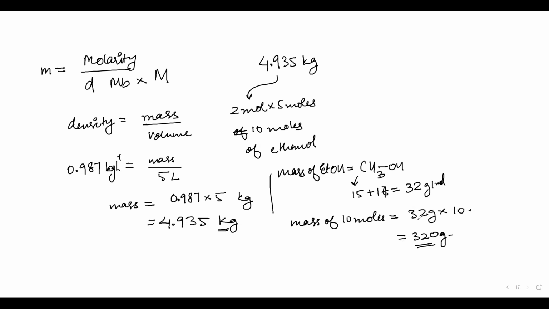What did we have to find? I guess we found it. We had to calculate the number of moles of methanol in 5 liters of its solution. And this will be, no, wait a second. This is 5.93 kg, 5 liter. I'm messing it up somewhere.